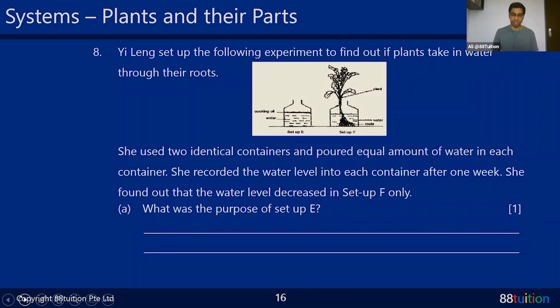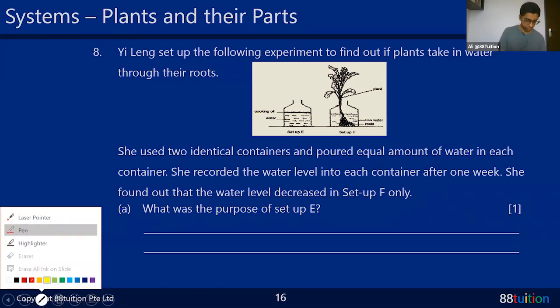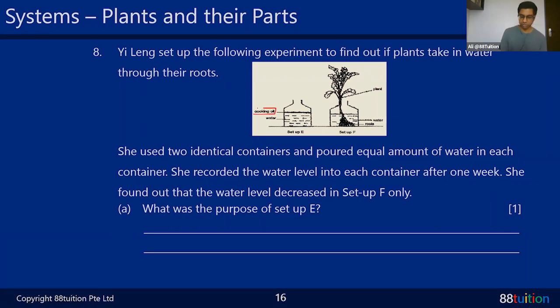Okay. Yiling set up the following experiment. Again, same thing. Two bottles, one with plant, one without plant, with the roots in the water, everything, right? Now, however, one has cooking oil. Please take note of this. So when I see my diagram, I also see what the differences in the diagram are. Here, no cooking oil, right? Okay, so we know what we're going to expect. So the question is still a little bit different from what we've seen so far. Suddenly, there is cooking oil. Hey, what's this cooking oil about? What's the cooking oil for? Do you need to cook the plant?